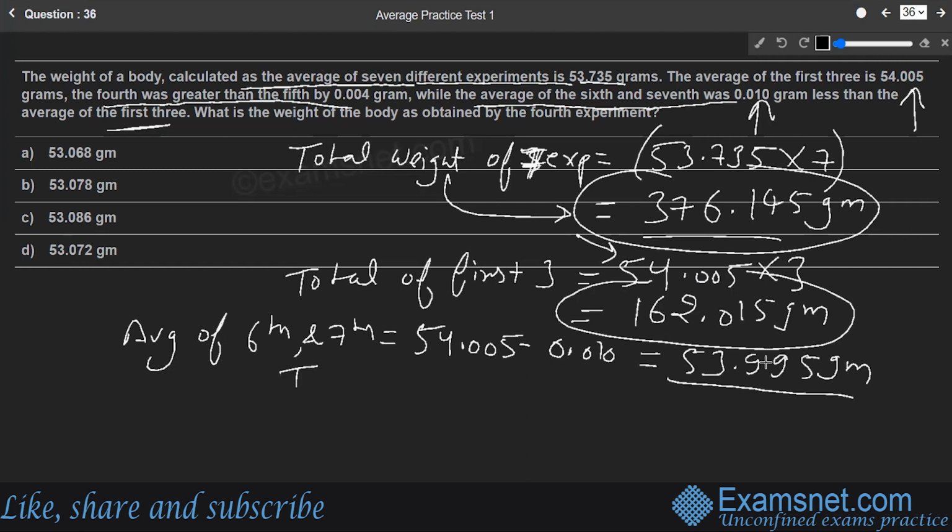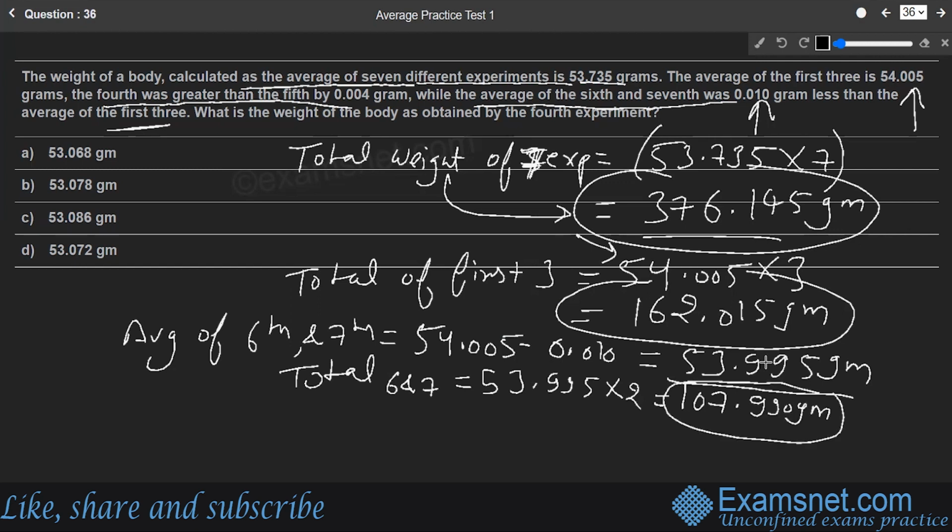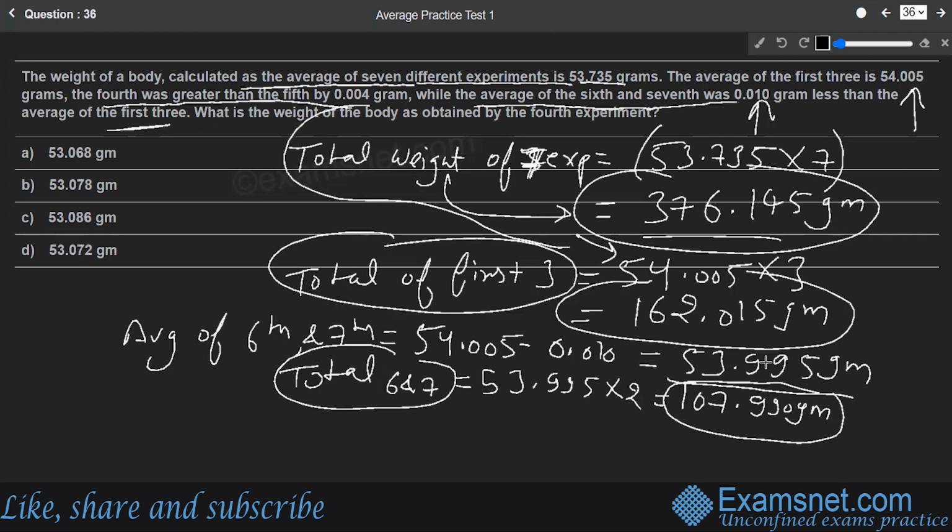experiment. So what is going to be the total of 6 and 7? 6 and 7 are 2 in number, so average multiplied by 2. So it's going to be 53.995 multiplied by 2, which gives a value of 107.990 grams. This is the total of 6th and 7th. We already know the total of first 3. We already know the grand total also. These totals we are knowing.